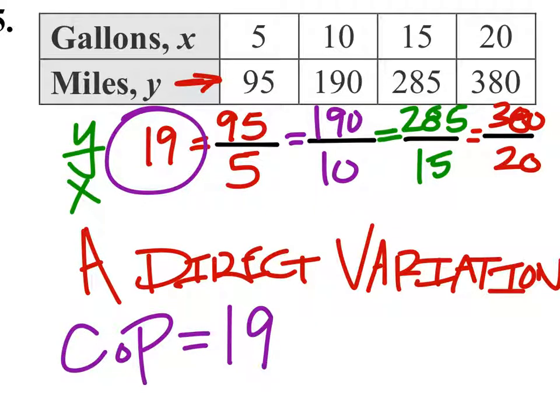Seems like there's a song about that, right? Like some kind of heavy metal song, the constant of proportionality. It's the constant of proportionality. I don't know, whatever. Maybe it was the constant of variation. That's fine as well. It's the same thing.